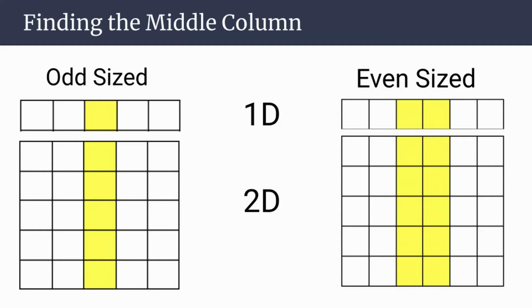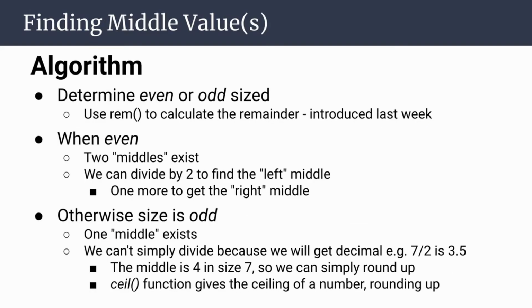So if we think about a two-dimensional array, we can think about two different sized arrays. Either it's going to be even sized or odd sized, but we can note that the middle index on the odd sized is going to be the actual middle of the two-dimensional array. However, when we look at an even-sized array, the two center columns are considered the middle together.